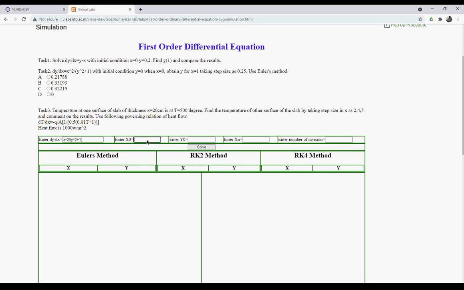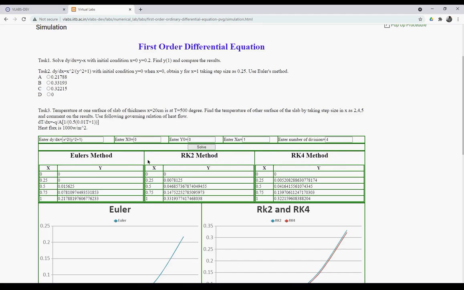Okay. Now enter x0 is 0, enter y0 is 0, and we have to find x equal to 1 by taking a step size of 0.25. So my xn is 1 and the number of divisions I would like to make is 4, because the step size is 0.25. From 0 to 1 I have to reach with the step of 0.25. So my number of divisions has to be 4. That is its meaning.